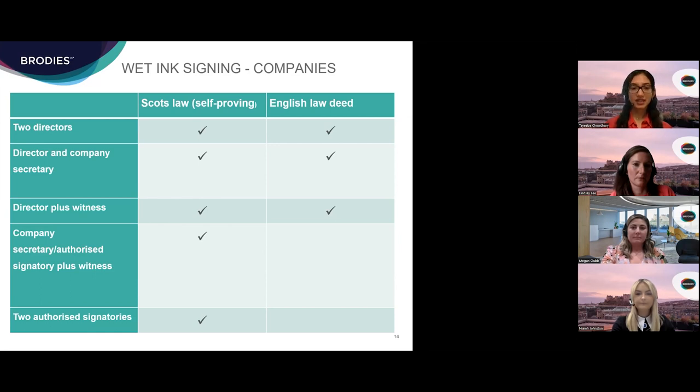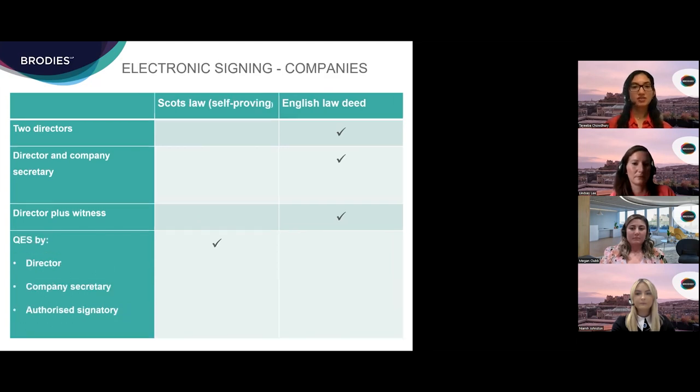As you'll see on the slide, Scots law distinguishes three levels of electronic signature in ascending order of security. Next slide, please. The only way that a Scottish law contract can be signed in a self-proving way by a company is by the highest form of electronic signature, a qualified electronic signature. This involves the signatory's identity being verified by a qualified trust service provider before the signatory is issued with a qualified electronic signature. Next slide, please.